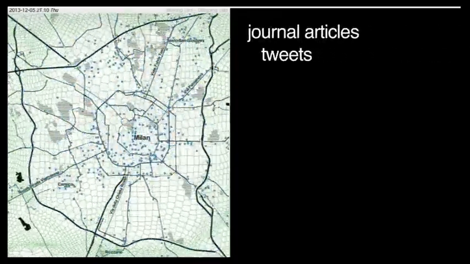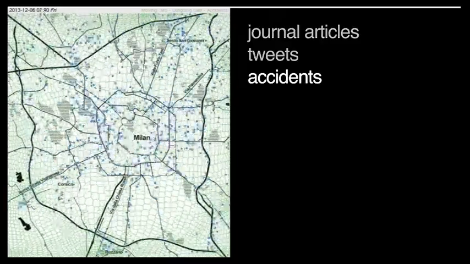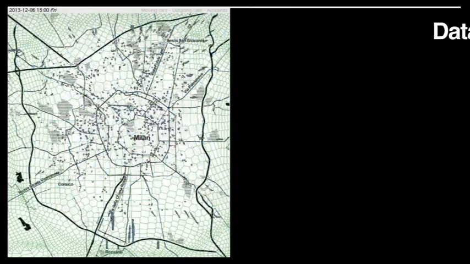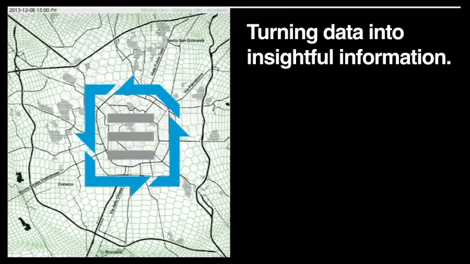But what about other dimensions? Adding geospatial data, like accident reports or tweets, might also help us to understand what's going on around us, and we would love to contribute to this exciting journey.